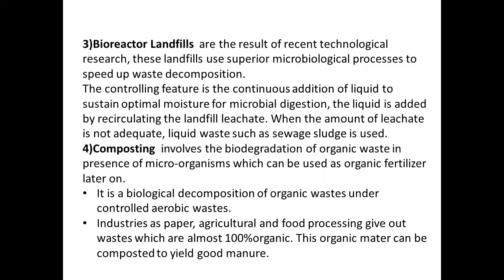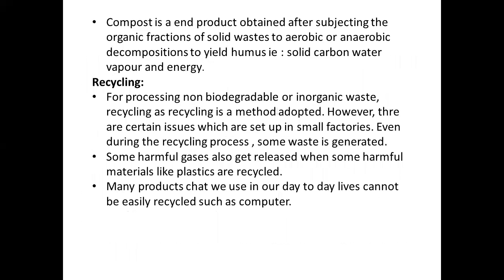Industries such as paper, agricultural, and food processing give out waste which is almost 100% organic. This organic matter can be composted to get a good organic manure. Compost is the end product obtained after subjecting the organic fraction of solid waste to aerobic or anaerobic decomposition to yield humus, that is solid carbon, water vapor, and energy. Using this, we can do organic agricultural farming.